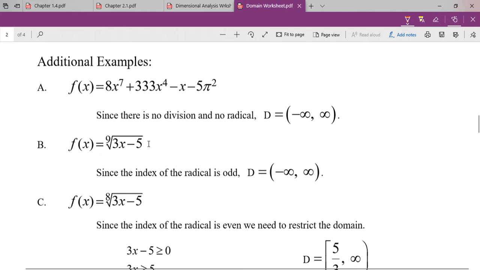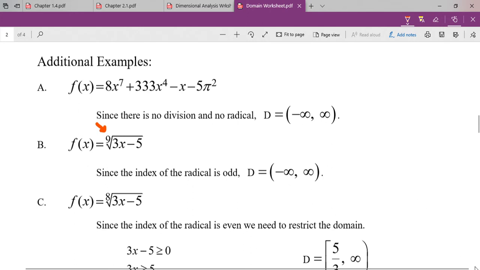Pretty simple. If we look at B, we've got a radical, but it's an odd radical. So we have a 9 here, so it's not even. Therefore, since the index of the radical is odd, I don't have a division, and it's not a word problem that's going to give me some weird situation where I have to throw out numbers. The domain is simply all real numbers, which is negative infinity to infinity.